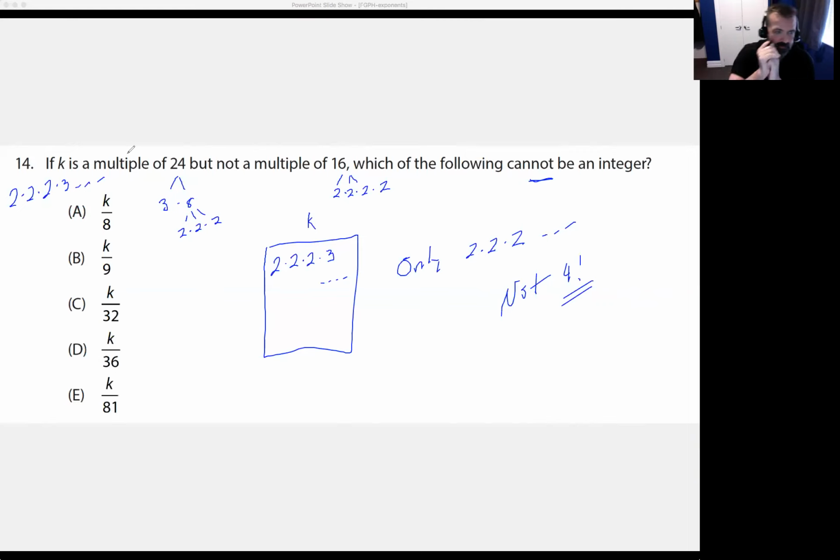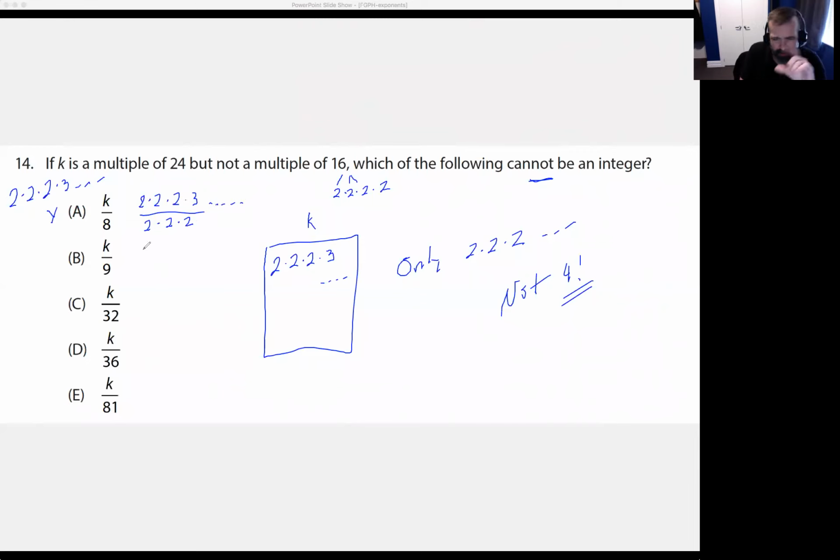Another 2. All right, so I can start playing with this. I'm going to clean up this 24 here and start playing with it. I know K can have any other things in it except for one more 2. So if I say K is 2 times 2 times 2 times 3 times anything but a 2, over 8, which is 2 times 2 times 2, can I do that? Yes or no? Is that going to work out? Yes, it is. All right, so let's put a yes next to A.